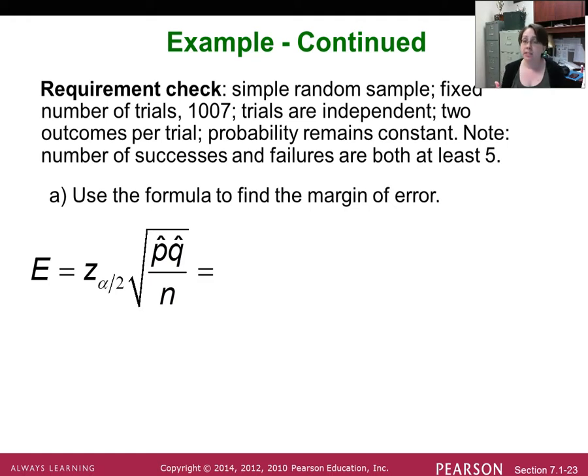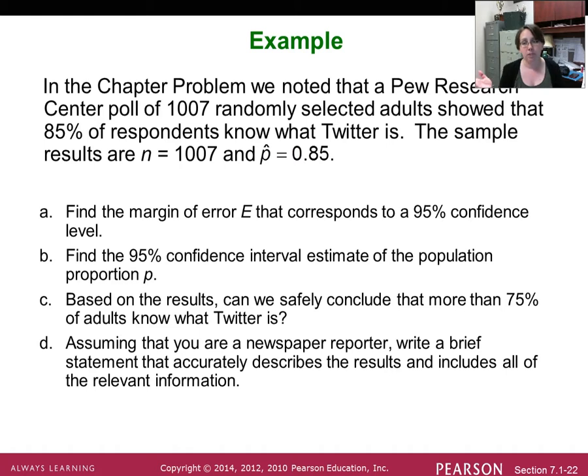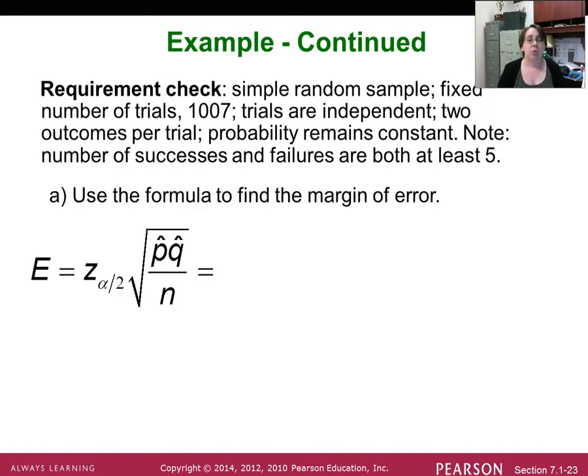We're assuming that it was a simple random sample. They had a fixed number of trials. They did, 1,007. The trials are independent of each other. Well, every adult they asked, we're assuming that they were independent of each other. It's peer research. They should have done it correctly, you hope. We don't know. We're assuming most of this, just so we can do the problem. So unless it is point blank, obviously not satisfying a requirement, we're going to assume it always is.